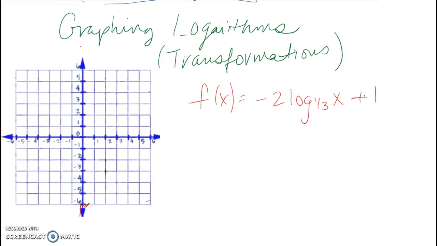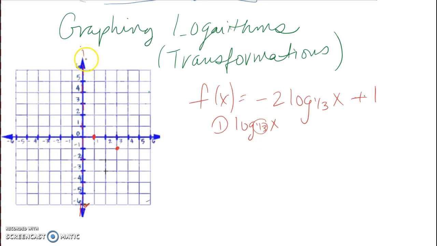Okay, so here's the next one. All right, so like I said in the last one, step 1 is to graph the parent. So in this case, it's log base 1/3 of x. So I'm going to start with my asymptote here and my intercept at 1, 0. And then now let's figure out this 1/3 part. I need to go 3 to the right and then down 1.